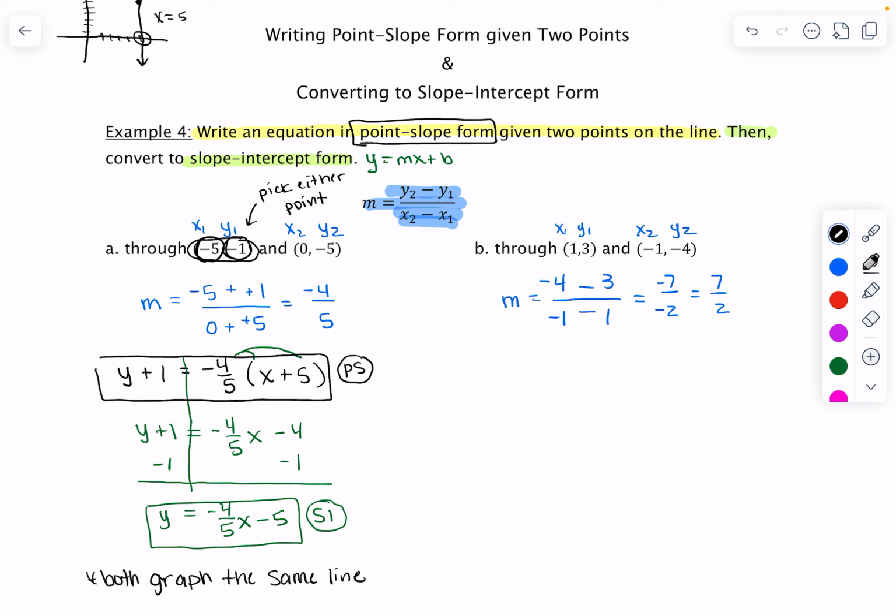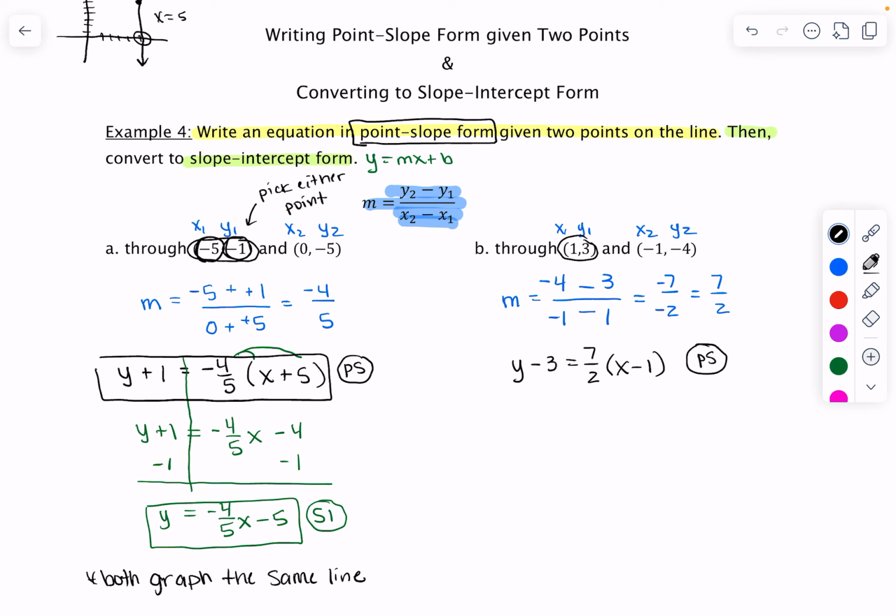I'm going to go ahead and pick this first point, 1, 3. And when I write this in point slope form, I'm going to have y minus the 3 equals that 7/2 as my slope, x minus the 1 from the point. That is now my point slope form. And you can label it with PS if you want to abbreviate.